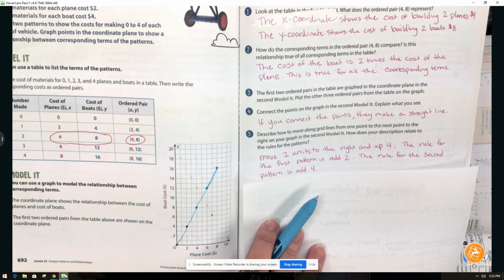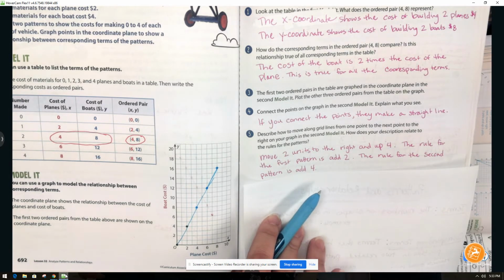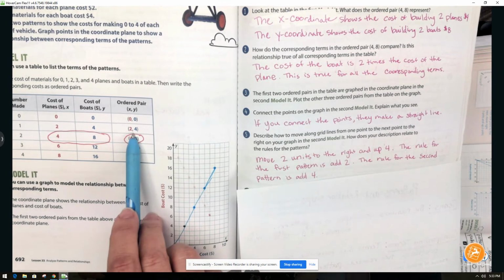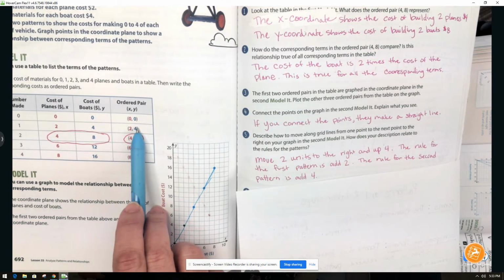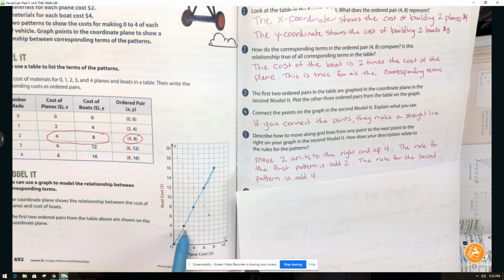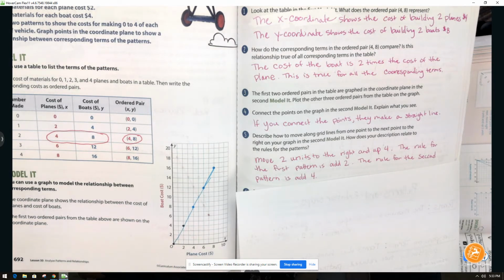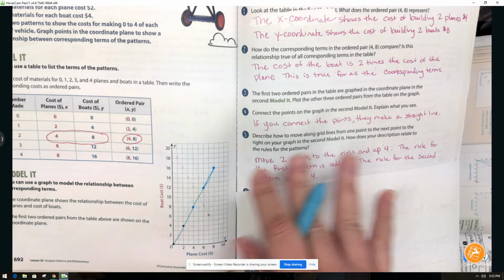The rule for the first pattern is add 2. So that means we would move 2 units to the right. The rule for the second pattern, which is the y value, is add 4. So we're going to move up on the y-axis by 4. So we could use these ordered pairs to show us how we would move. So with the rule add 2, we're adding 2 to the x value, and we're moving up to add 4 to the y value. So it's kind of cool that you could use those rules to actually move on the graph.